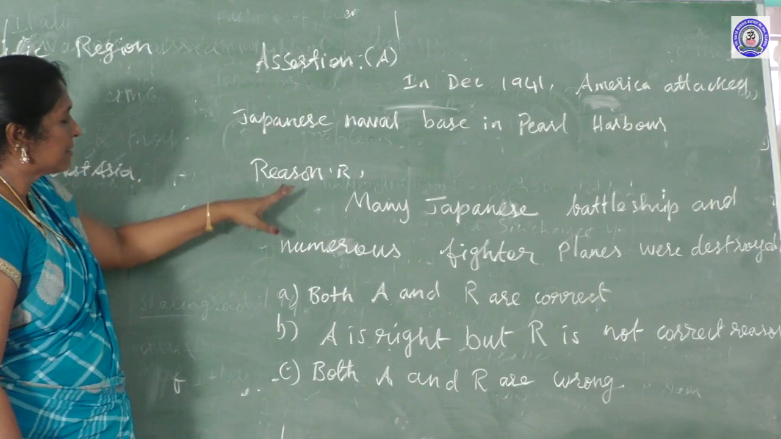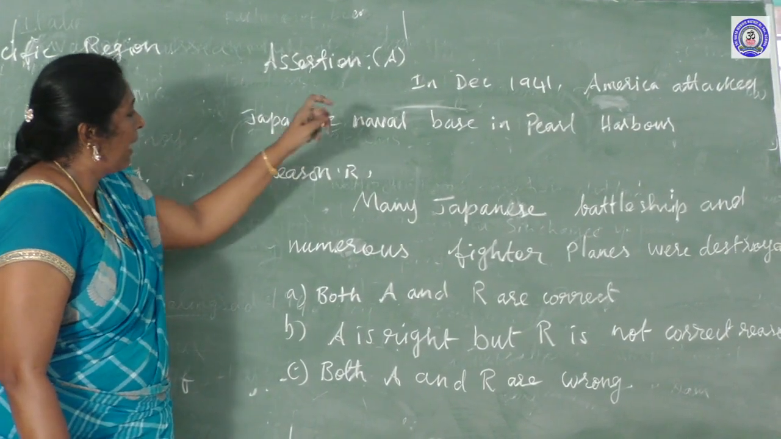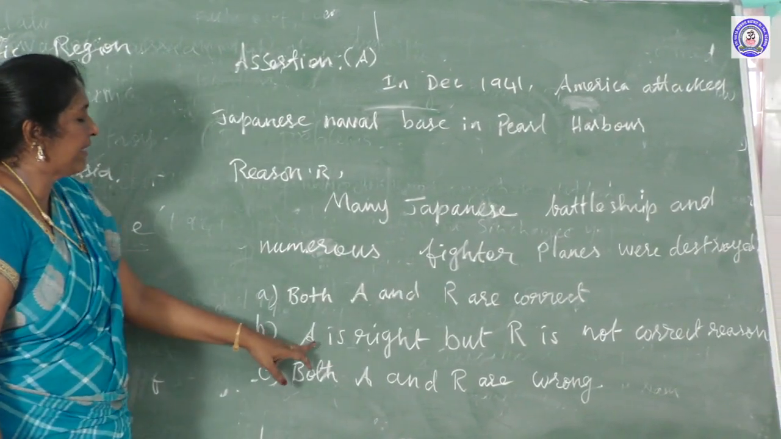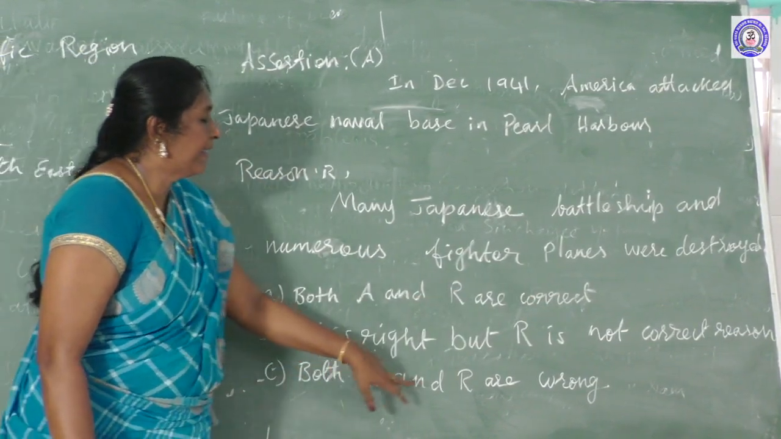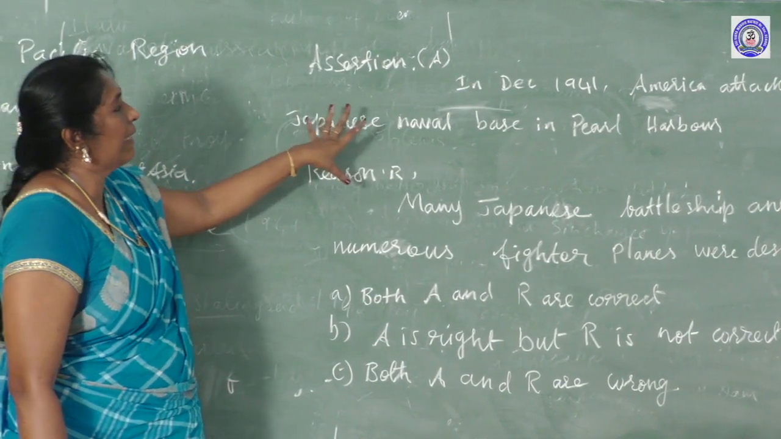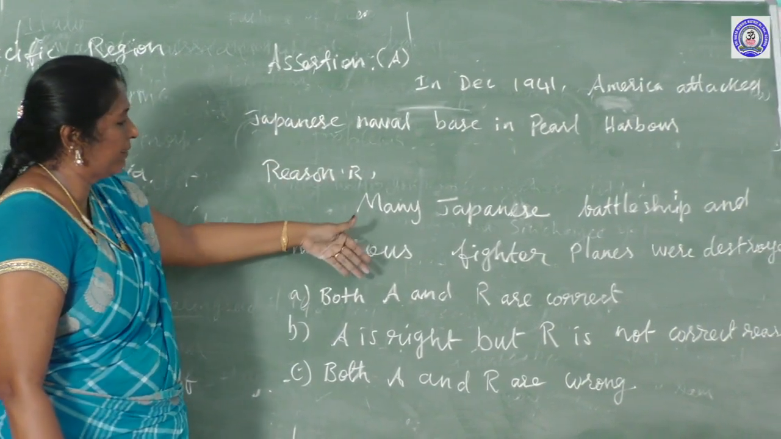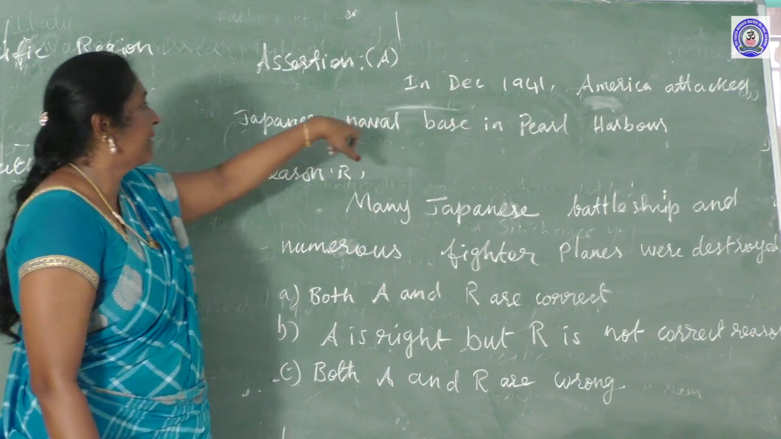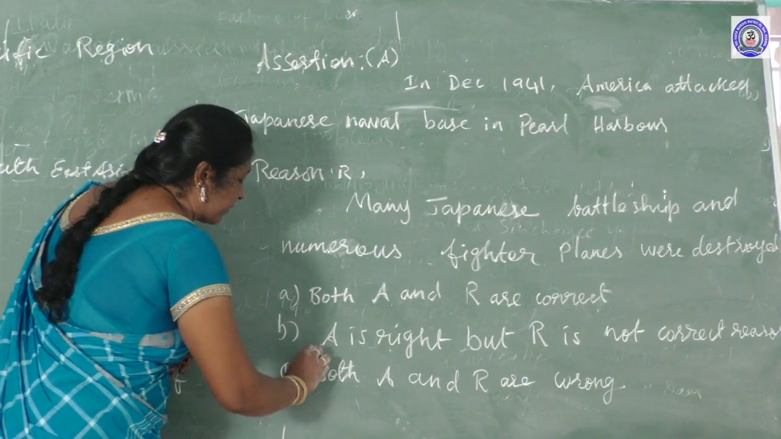So for the assertion-reason question, you want to watch the place keenly and also answer the question carefully. Both A and R correct? We are saying A is right but R is not the correct reason? Or both A and R are wrong? Commonly, if you see that America attacked Japan, some children may give the answer that A is right. But since Japan attacked America, we want to choose both A and R wrong.